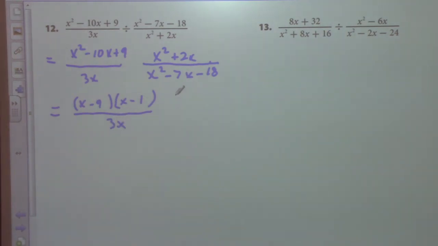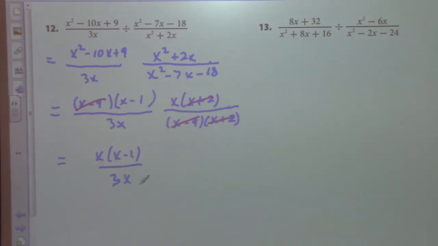Then the numerator on the second one, I factored to x, x plus 2. The denominator I have x minus 9, x plus 2. So I mark out the x minus 9s and the x plus 2. So it simplifies to x minus 1 over 3x. And then don't you simplify it, because you take out the x's, so it would be x minus 1 over 3.